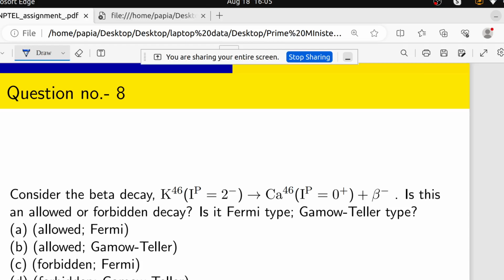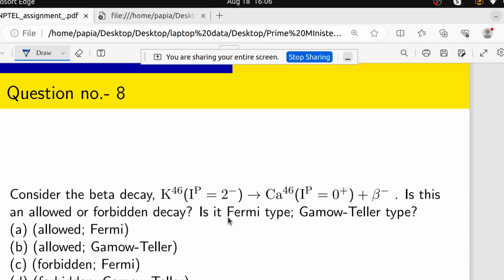First of all, they are asking whether the beta decay expression we have taken is allowed or forbidden. That is the first question. And the second question is, if it is allowed or forbidden, which type of decay it is: Fermi type or Gamow-Teller type? I hope these terms are not fully new for you, because in week number 4, sir has already told about what Fermi type beta decay or Gamow-Teller type beta decay is.